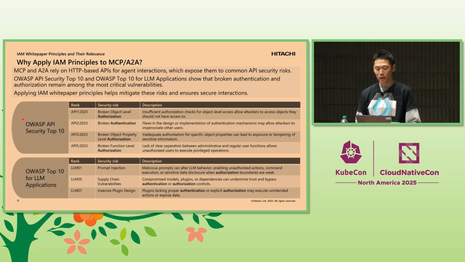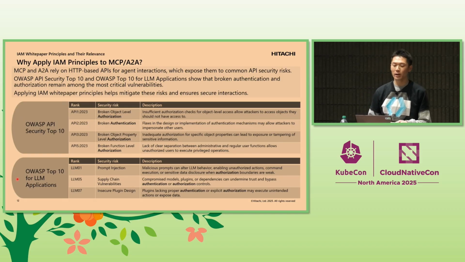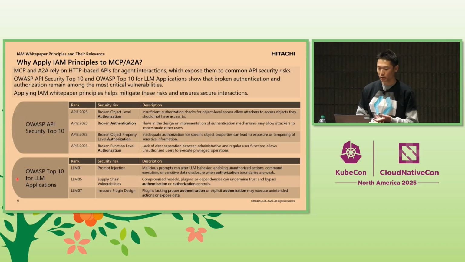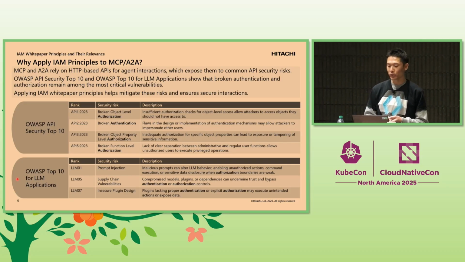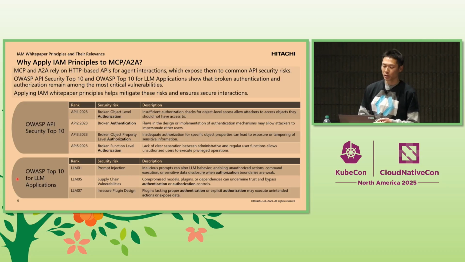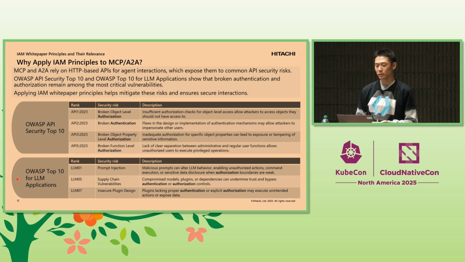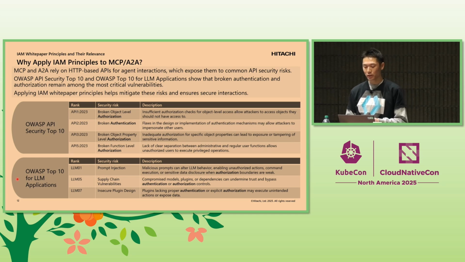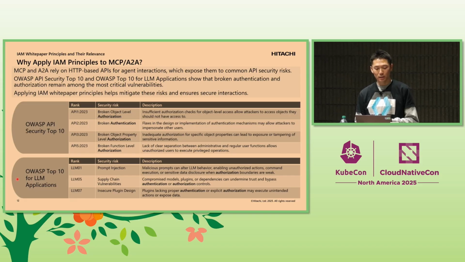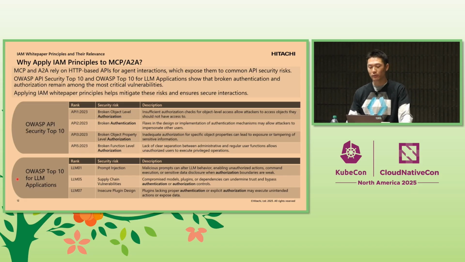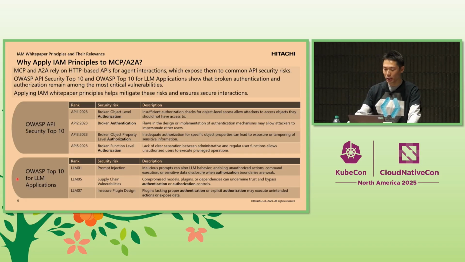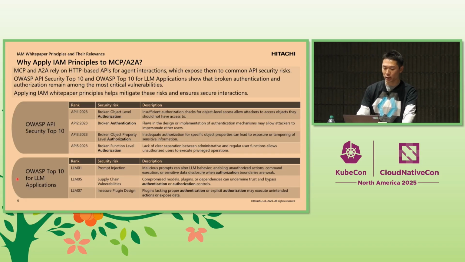issues for APIs. In addition, the OWASP top 10 for LLM applications also repeatedly points out the importance of authentication and authorization. All of this shows that robust authentication and authorization are essential for securing agent interactions. This is why applying IAM white paper principles helps mitigate these risks and ensures secure and reliable agent communications.